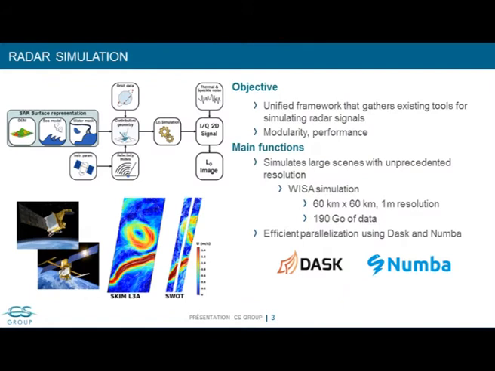The Radar Spy is a unified framework that gathers existing tools for simulating radar signals at L0 level. The main objective of this framework is modularity and performance. It can be extended for future AO missions, for instance. The main function of this framework is to simulate large scenes with unprecedented resolution. For instance, a simulation for the future WISA mission is 60 by 60 km at 1 meter resolution. It's about 190 gigabytes of data. So this framework needs efficient parallelization and big data enforcement using DASK and NUMBA.